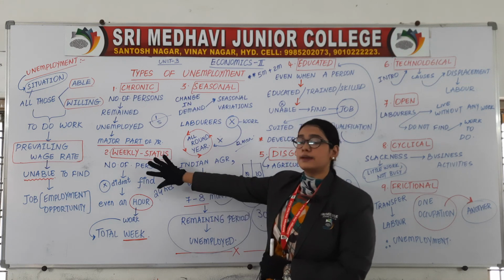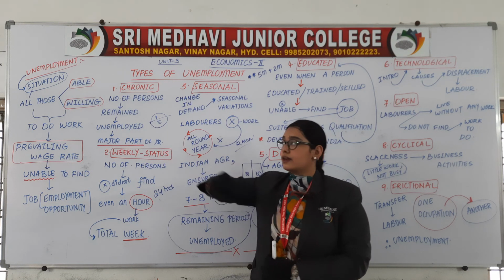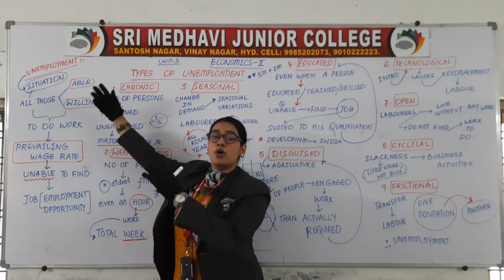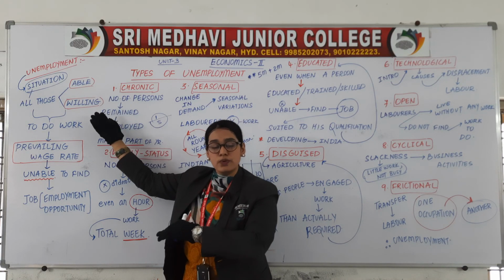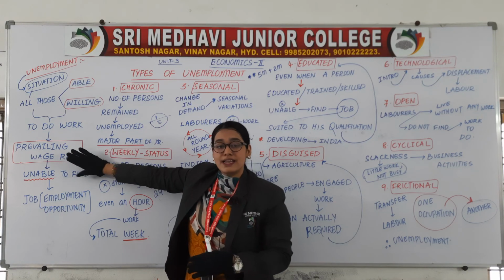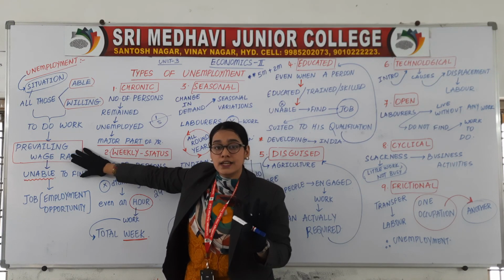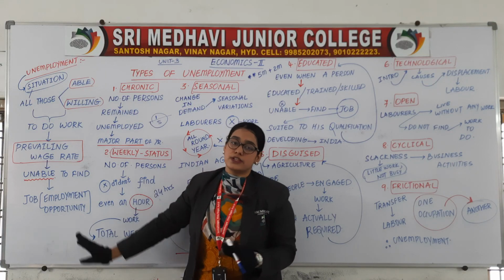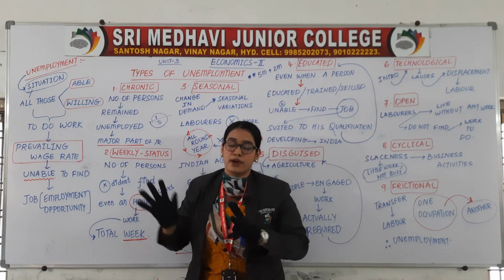Okay, how many kinds of unemployment? 9 types. What is unemployment? It is a situation in which all those who are able and willing to do the work at the prevailing wage rate but are unable to find any job opportunities are called unemployed.